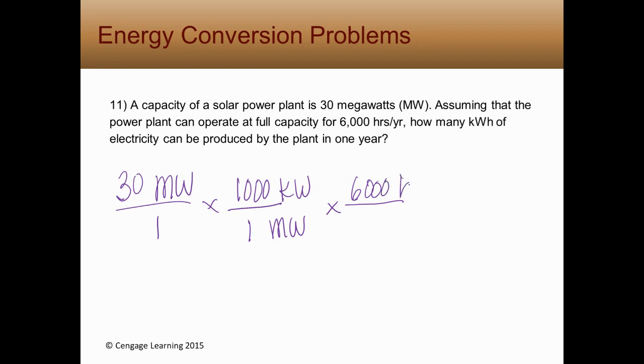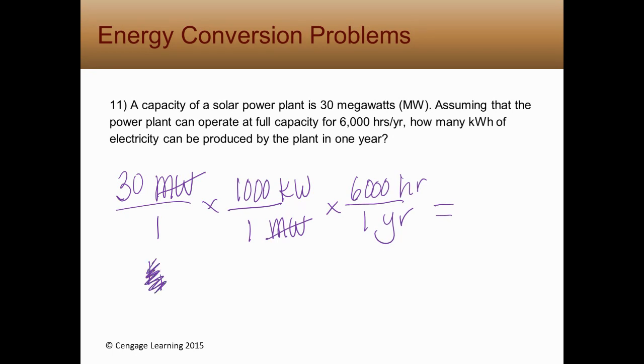So we've got 6,000 hours per 1 year that it's operating. And so our megawatts are going to cancel. That leaves kilowatt hours per year. Multiply across the top, multiply across the bottom. And we're going to get a pretty big number. We're going to get... Oh, there should be no comma there.